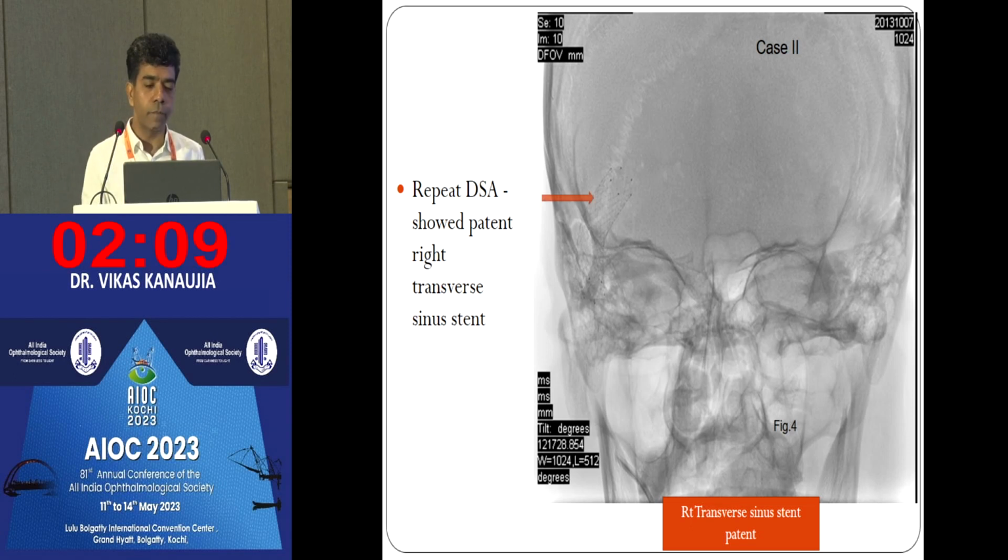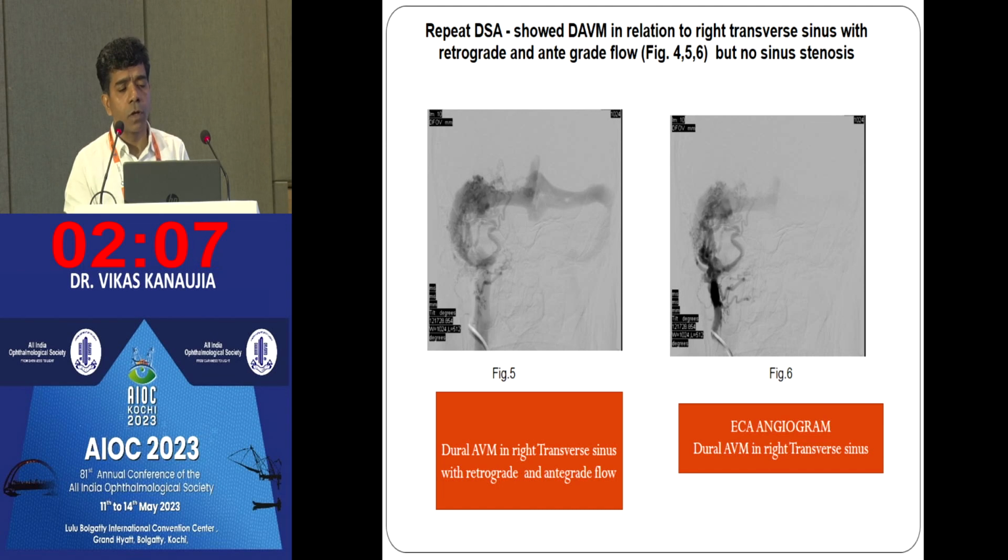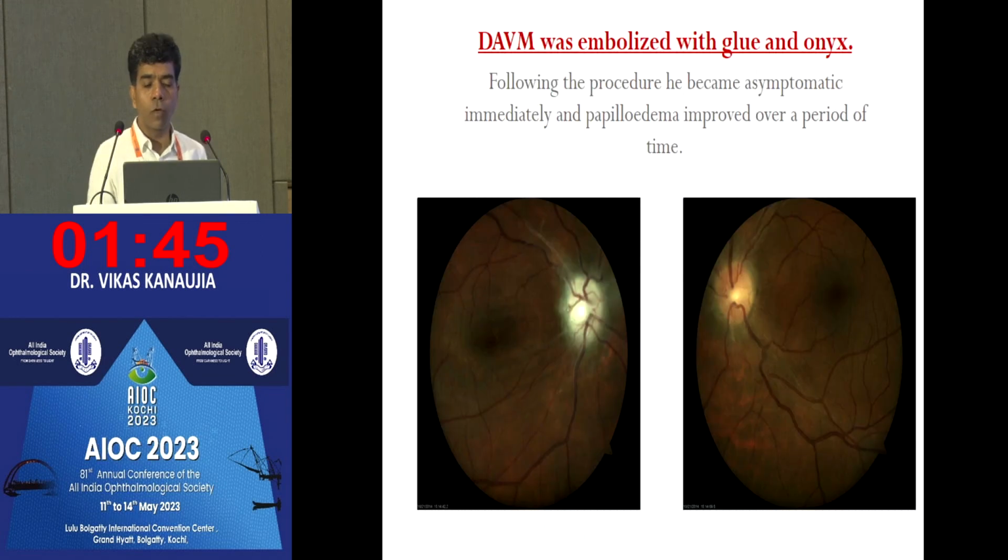But importantly, as you can see, there was dural AVM, AV malformation in relation to right transverse sinus with retrograde and antegrade flow, but no sinus stenosis. They were increasing the venous flow. That means the venous pressure was increased because of this dural AVM, and that was the reason for the recurrence of the symptom. So they were embolized with glue and onyx, and the symptomatology reduced, but the optic atrophy has set in the right eye, but the left eye papilledema has resolved.